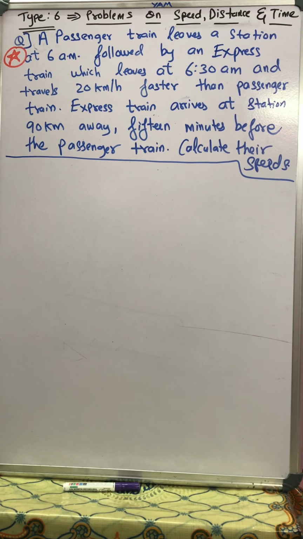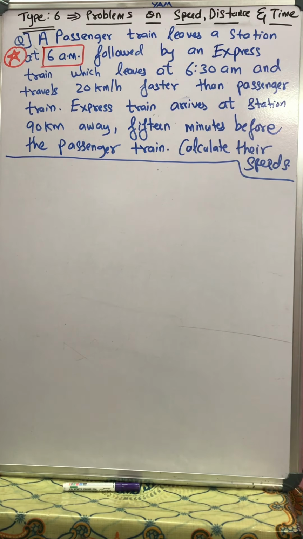This question can be well solved if you understand a diagram. Once again, the diagram is not compulsory, but if you draw the diagram, you'll get a clear aspect of the story. I'll draw the diagram for you. A passenger train leaves a station at 6 a.m. Okay, we have a train. The name of the train we'll say just a passenger train. Local train leaves the station at 6 a.m., followed by an express train which leaves at 6:30 a.m.